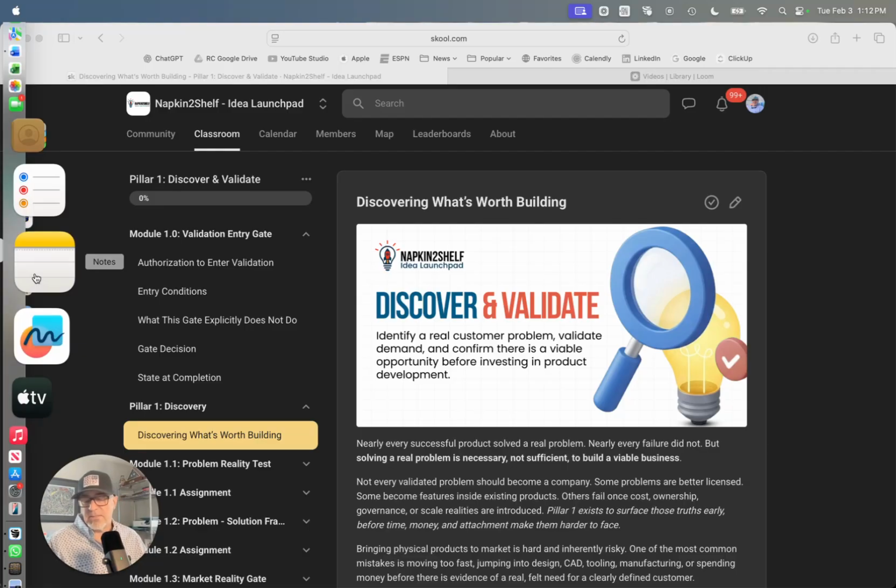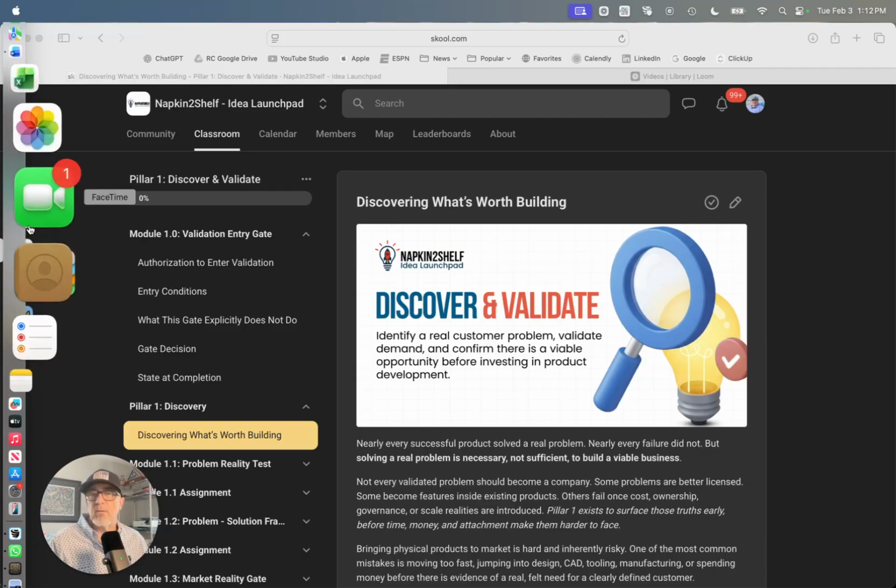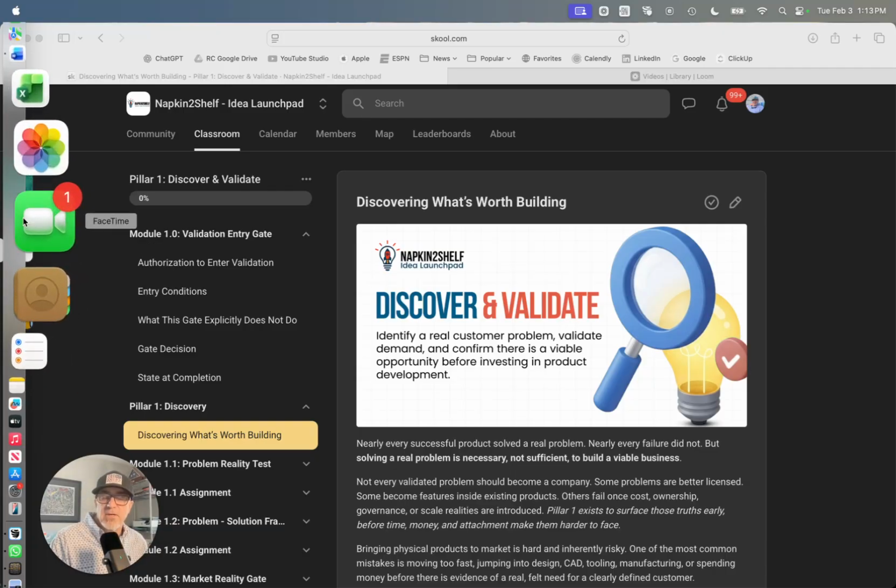The next right step is simple. Start at the beginning of Pillar 1 and work through it in order. If you want orientation on how the full system works, you can visit the Start Here section. Otherwise, go ahead and begin Pillar 1 and let the evidence guide you.